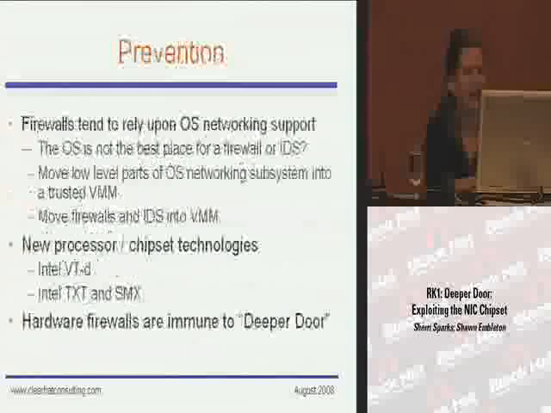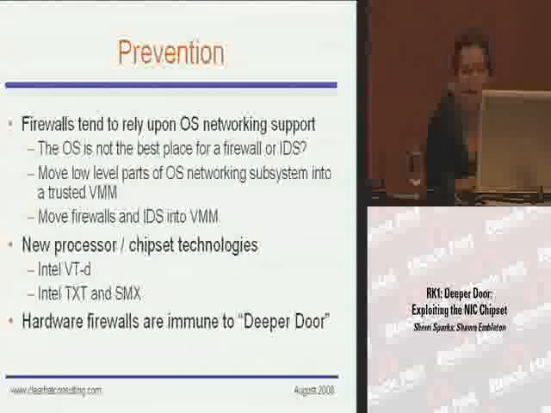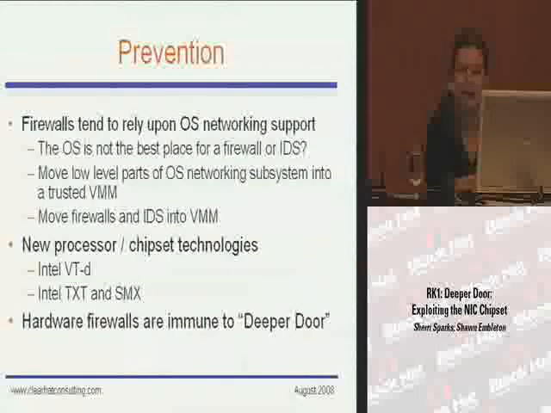As far as prevention goes, probably not a big surprise, but maybe the OS isn't the best place for a firewall or an IDS. We could move low-level parts of the OS networking subsystem, or firewalls and IDSs, into a trusted VMM. There are quite a few new processor and chipset technologies being developed that will hopefully greatly improve these kinds of threats and allow us to develop more effective security software. For example, Intel VT-d supports an IOMMU and provides for IO virtualization, which will allow for more isolation between the host CPU and peripheral hardware.